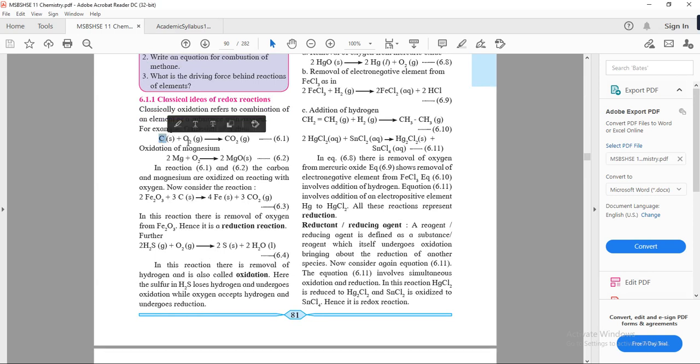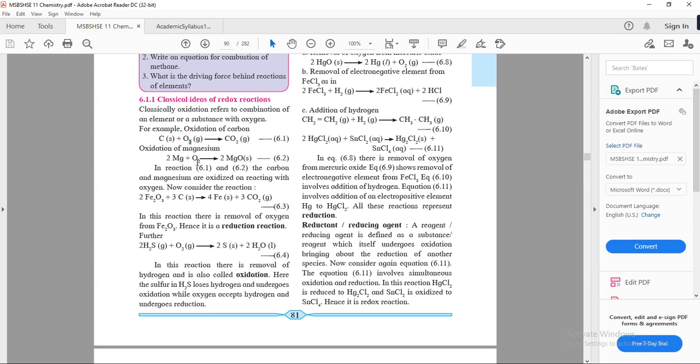Carbon is reacting with O2 in presence of air. It is a combustion reaction. Carbon reacts with oxygen and forms CO2 gas. It is CO2 gas formation. So it is an oxidation reaction. So we can say that addition of oxygen is oxidation. Addition of oxygen is oxidation reaction.